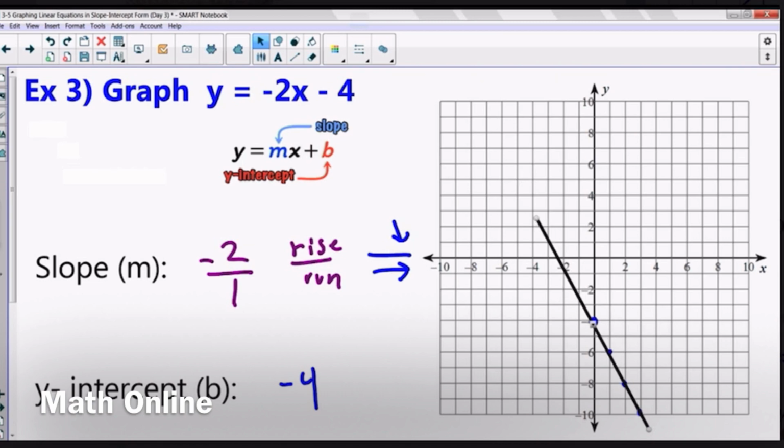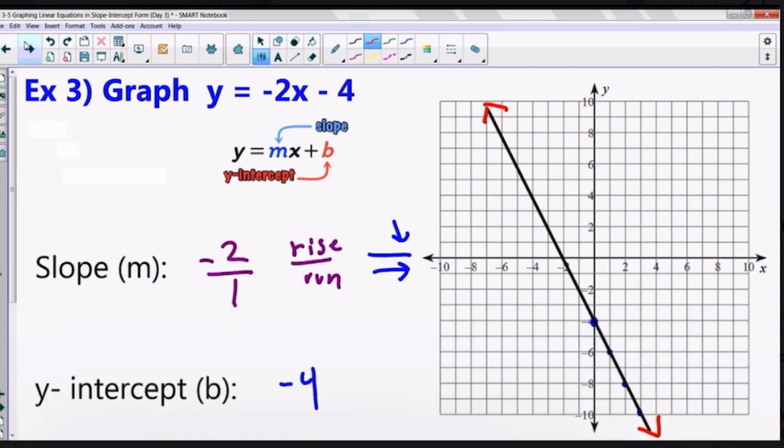Now I can actually expand this line if I wanted to. So what you want to do here also is include arrows. You want to have arrows on the ends of this line and arrows on the ends of this line. Why do we want arrows? Well, the arrows tell us that the line goes forever and ever in both directions.